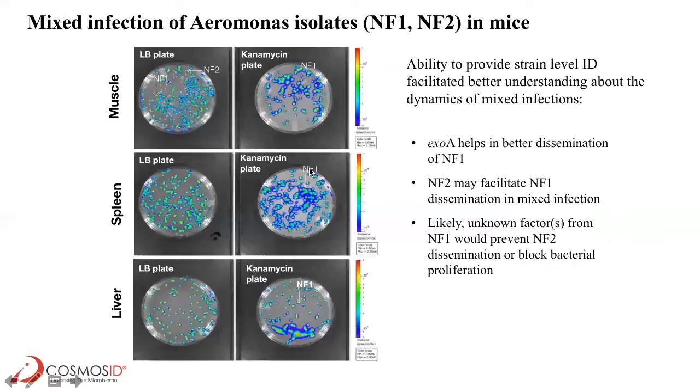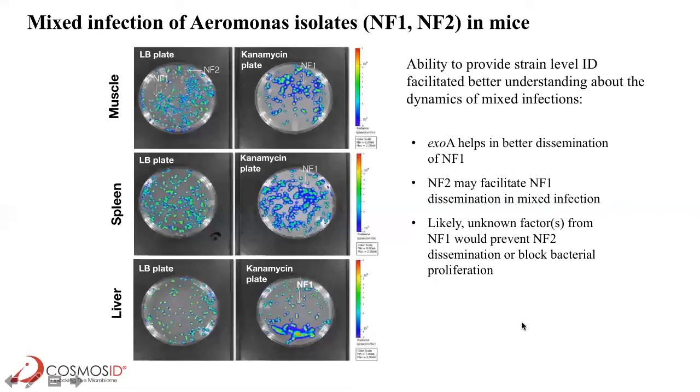Redoing the experiment, as you can see here, in the mast cell you see both NF1 and NF2. However, if you look into the kanamycin plate and also in the spleen and liver, the only thing we find is NF1. So that reaffirmed that NF1 is the organism that disseminates to the peripheral organ.